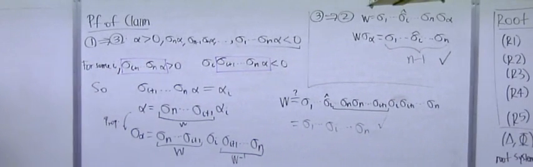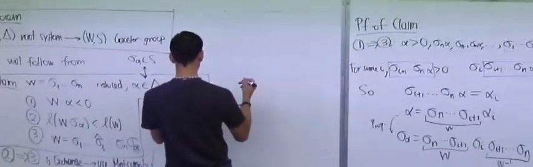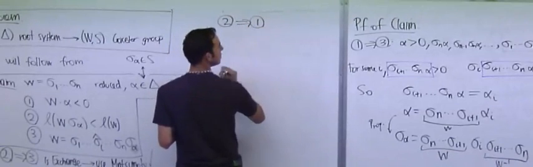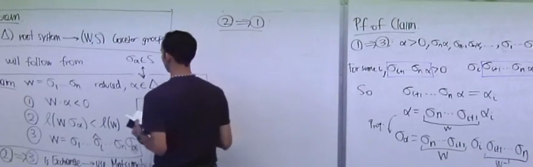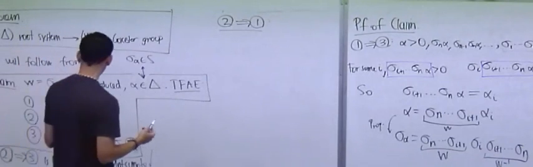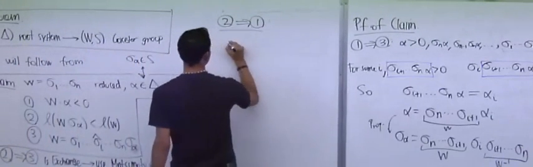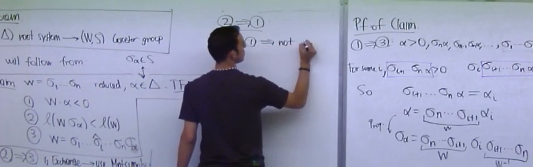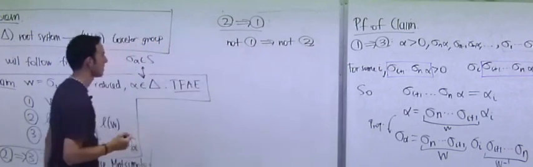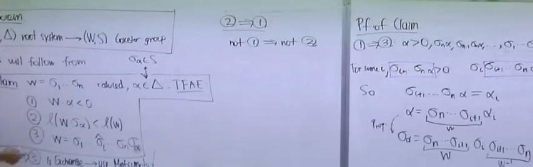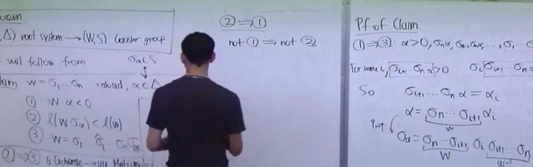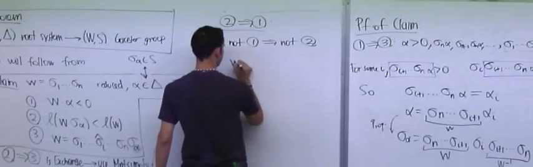And finally, let's prove what are we missing? We're missing 2 implies 1. So let's prove that not 1 implies not 2. The contrapositive. So not 1. If W times alpha is not negative, that means it's positive.